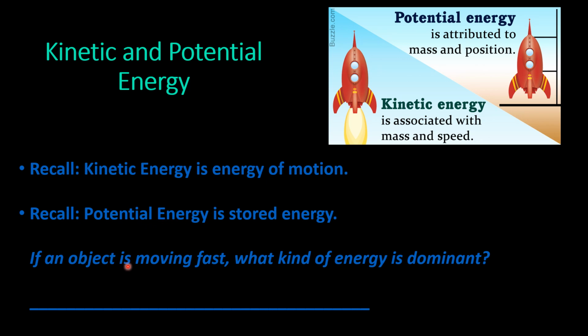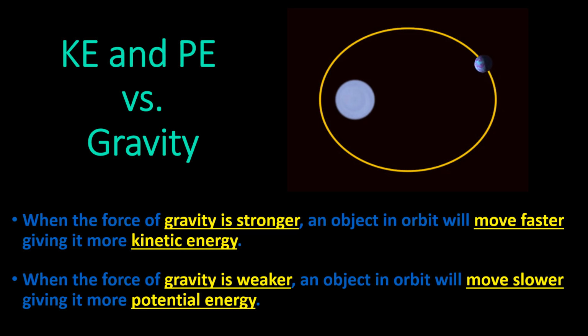So if we have an object that's moving fast, which kind of energy would be more dominant? Would it be kinetic or would it be potential? Hopefully you said kinetic energy because that's the energy of motion. So the faster it's moving, the more kinetic energy you have. Now what we need to do is connect this to how the energy, potential and kinetic, relates to the orbit of the planets.